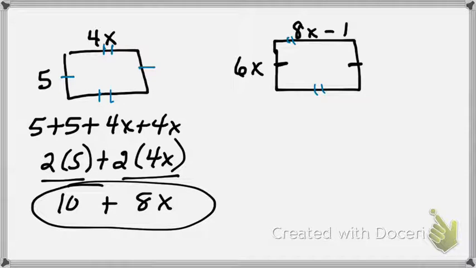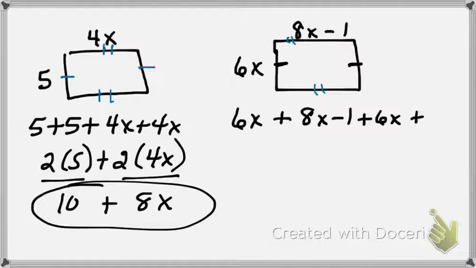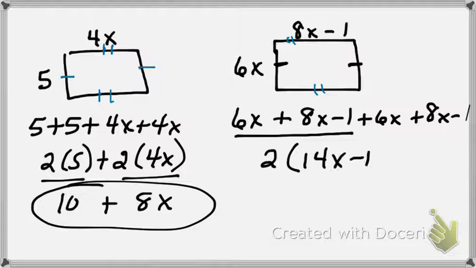You could say, hey, I've got 6x and 8x minus 1, another 6x and 8x minus 1. So some people would put these together and say, hey, I got 2 sets of that. In other words, I've got these 2 sides twice. So you could say, hey, I've got 2 sets of 14x minus 1.